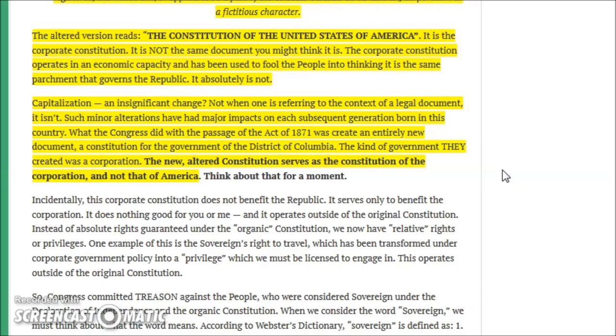Such minor alterations have made major impacts on each subsequent generation born in this country. What Congress did with the passage of the act was to create an entirely new document, a constitution for the government of the District of Columbia. The kind of government they created was a corporation. The new altered constitution serves as the constitution of a corporation and not that of America.